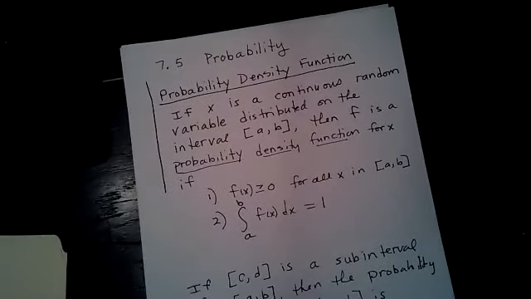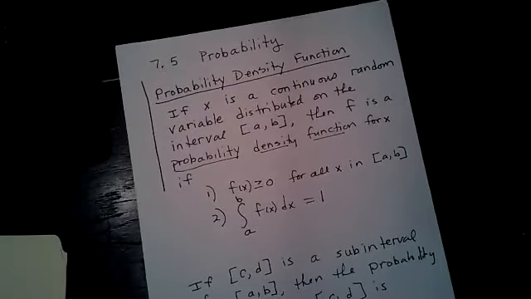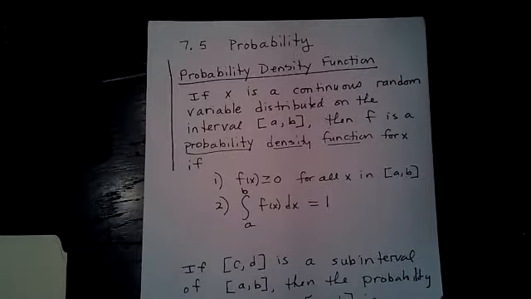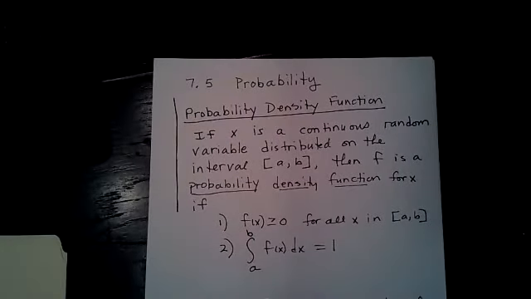So here, let me get the thing to work. All right, so here I have a definition. And I don't normally ask you for a definition, but we have to talk about this. 7.5 is probability, and we're going to be dealing with probability density functions, okay? All right, so let's just look at this part right now. It says, if X is a continuous random variable distributed on the interval AB, then f is a probability density function for X if two conditions hold.